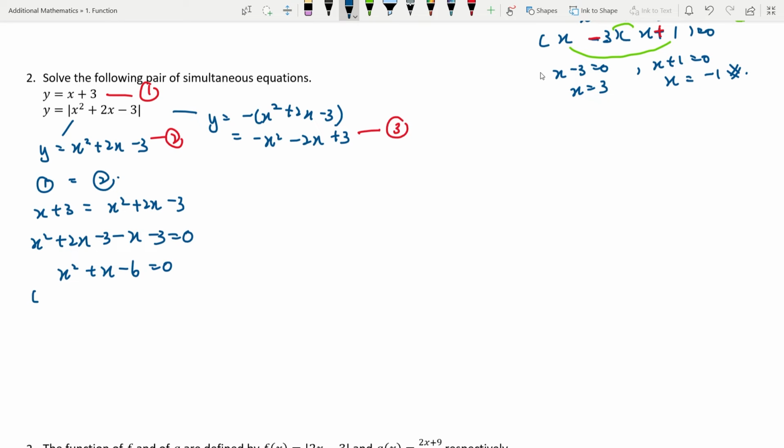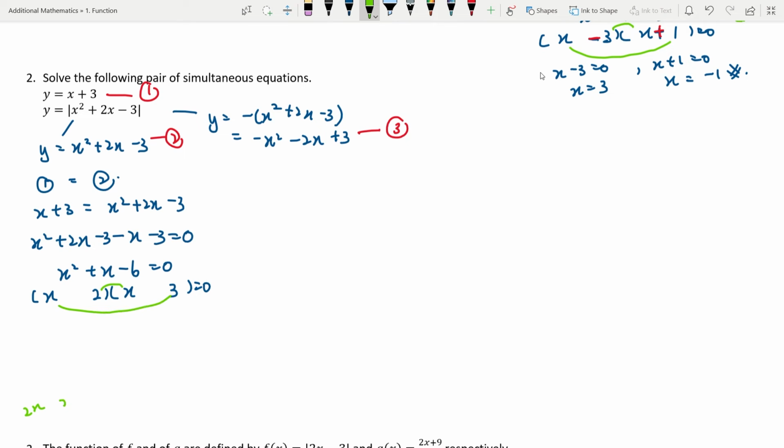Then we factorize it. We have x and x. 6, we have 1 and 6 or 2 and 3. The combination we need is 2 and 3. You can see here, 2 and x, we have a 2x.